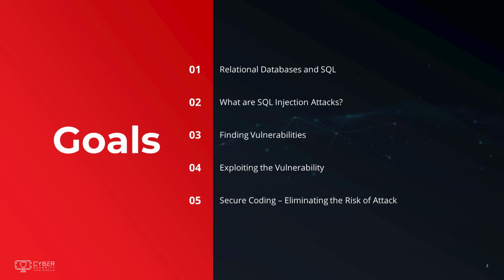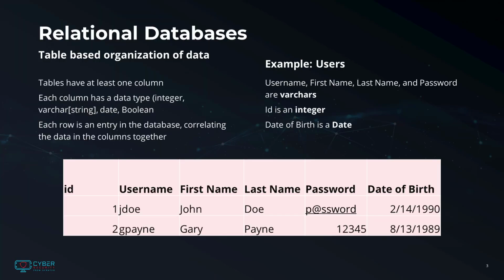First, let's talk about what relational databases are and what SQL is, and from there we can understand what a SQL injection attack is. From here, it's a two-step process from the red team perspective, where first you have to find a vulnerability, and then two, you actually have to exploit it. From there, we'll talk about, from the blue team side of things, how to write code securely and reduce or eliminate your risk of attack.